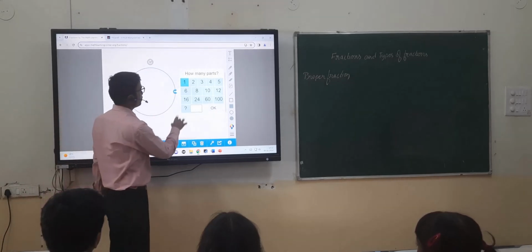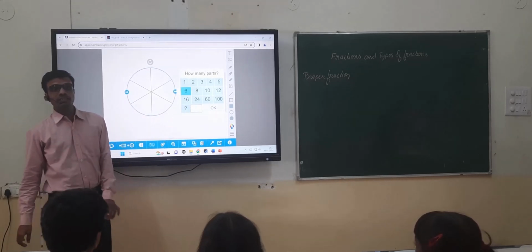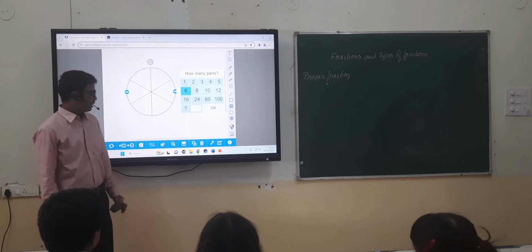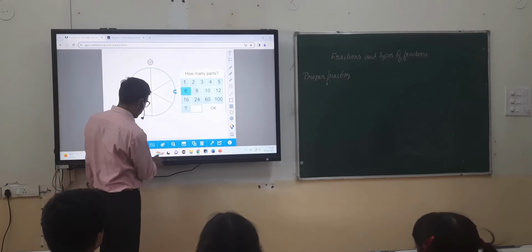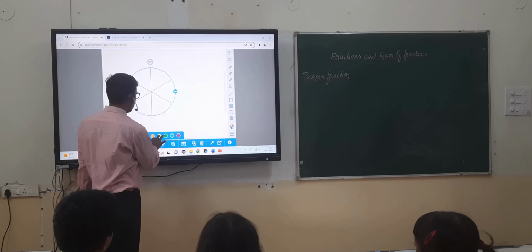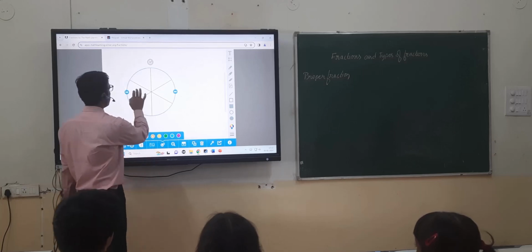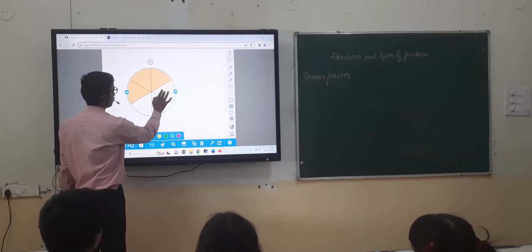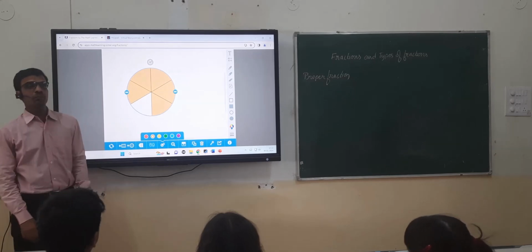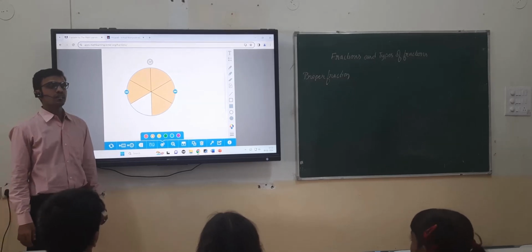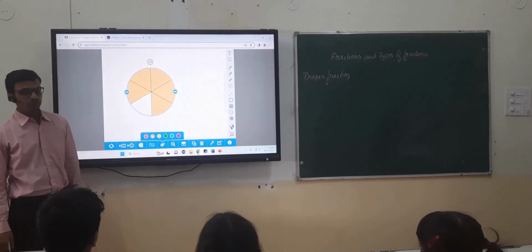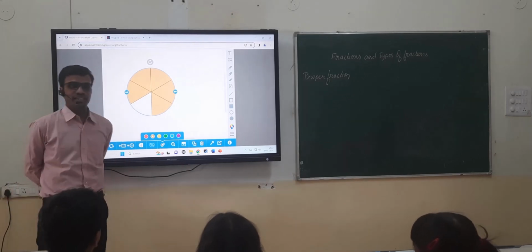Now I will divide this one into how many equal parts? 6 equal parts. I have to select it. Okay, I will take it and I will select some of the parts in this. 1, 2, 3, 4 and 5. How many parts did I select? 5 parts are selected.